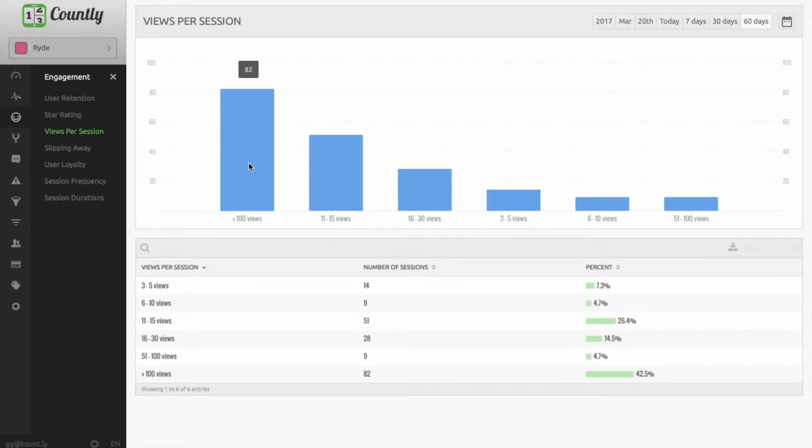Views per session shows your users' engagement to your app, which is basically how many views or screens they visit for each session. With that info, you can easily understand how many of your users are only visiting one or two views or more in each session. Is it 90%, 50%, 20%? That may help you understand your users' preferences.